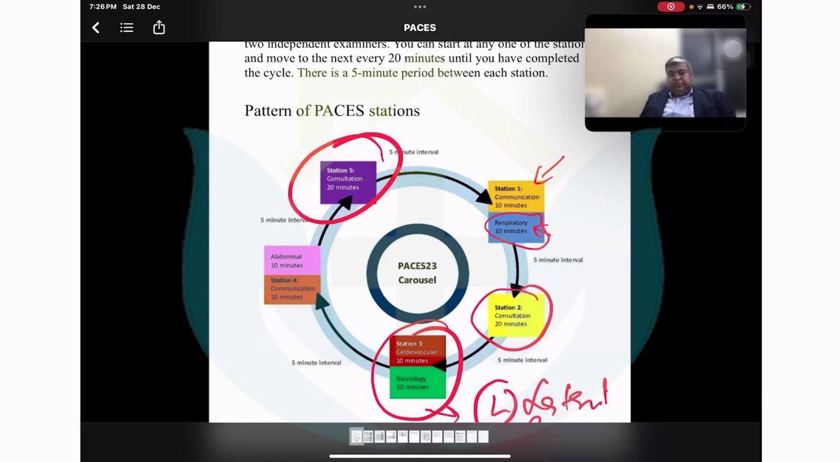And then at the end of every communication, there are ICE questions. I is impression. So you have to ask them, what do you think our conversation today meant to you? What impression are they carrying? And then C stands for concern. Is there any other concern that I may address? Because the consultation and the communication specifically means how you address the issue, how you comfort them, and how you say goodbye to them.